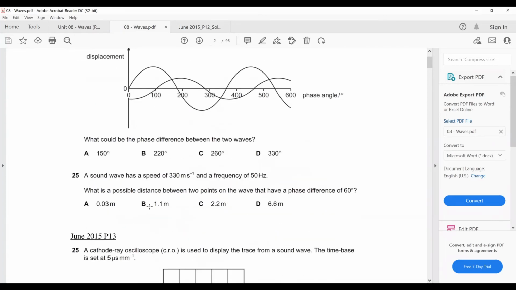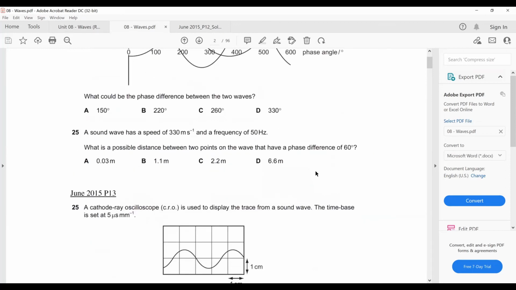Now, a sound wave has a speed of 330 meters per second and a frequency of 50 hertz. What's the possible distance between 2 points on the wave that has a phase difference of 60 degrees? A lot of times whenever you see mention of speed and mention of frequency, the first thing that tends to come to mind is v equals f lambda. So v is 330, frequency is 50, and then you get lambda. Lambda is 330 divided by 50, giving you 6.6 meters.